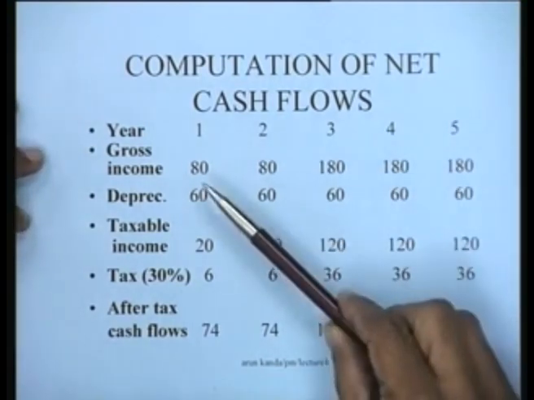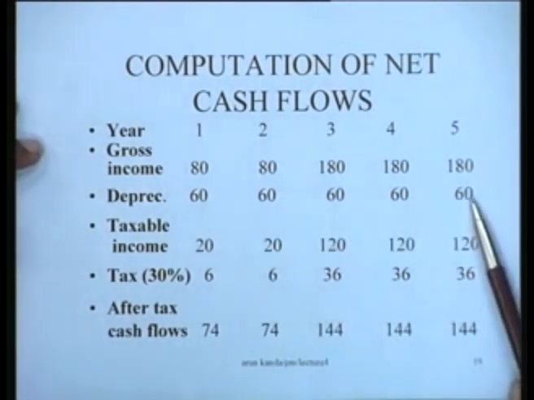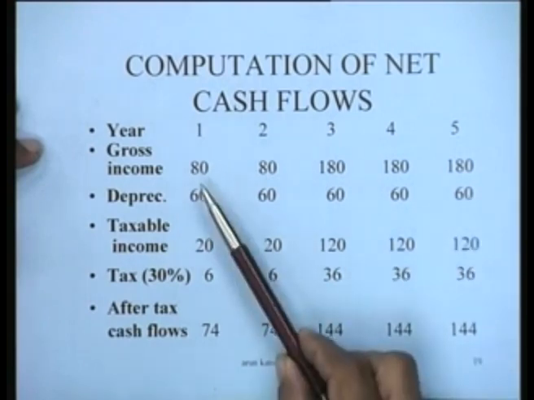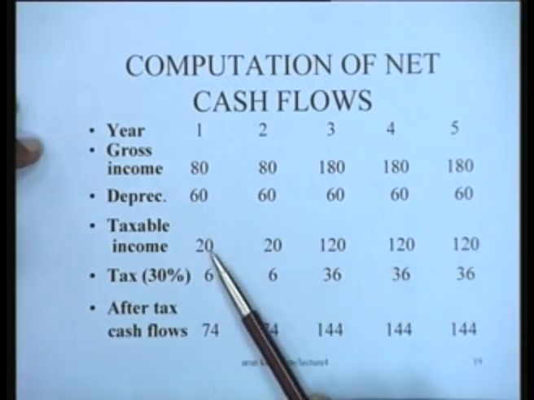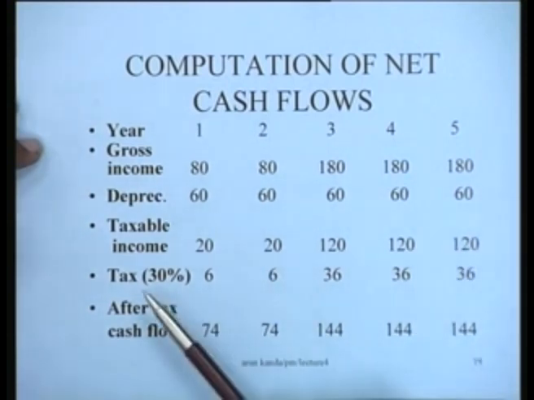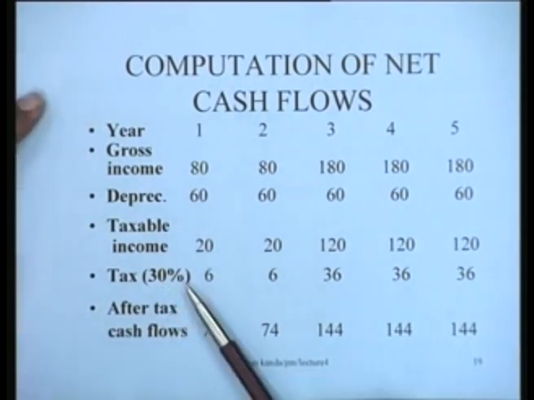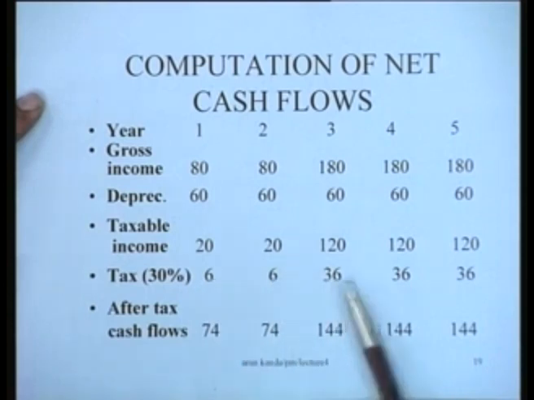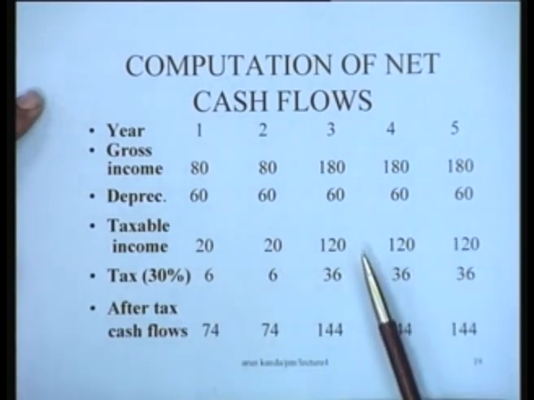In our case, we have the gross income, which is given here. We take the depreciation into consideration, whichever we calculate, and gross income minus the depreciation is what we call the taxable income. So the taxable income in this case works out to be 20, 20, 120, 120 and 120. And the tax rate typically depends on the company's financial position. Assuming that the company is in the 30% tax bracket, the tax would work out to be 6, 6, 36, 36, 36. This is the taxable income, this is the tax on the taxable income.